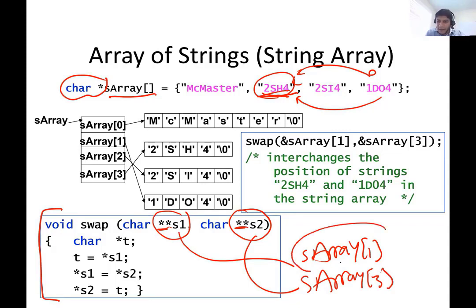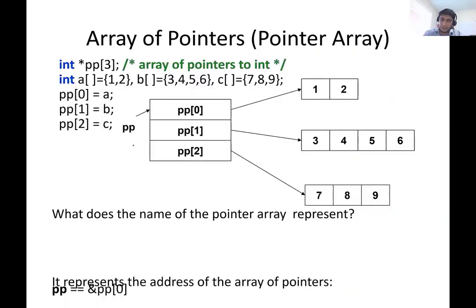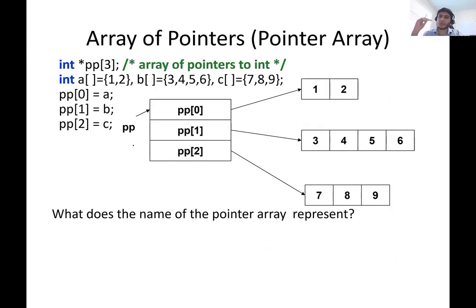What does S array 1 represent? I know that S array 1 is a pointer, right? Because I initialized the pointer here. But I know that S array 1 is a pointer that is pointing to what? It's pointing to another pointer, right? Because the whole array has a pointer itself, right? So it's like a double pointer, or what we call a pointer to a pointer, right?